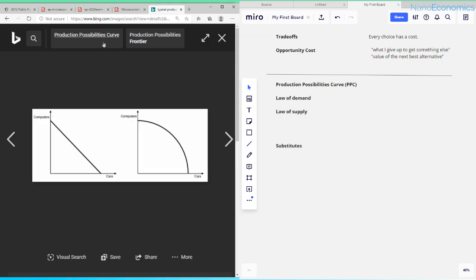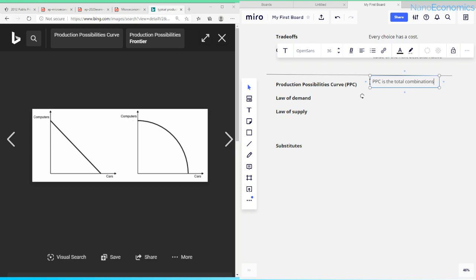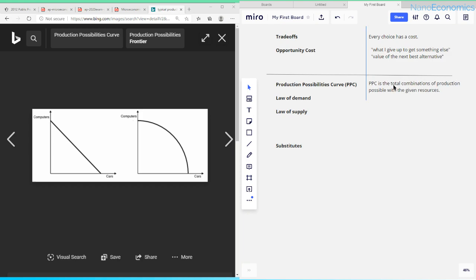I saw one here, and this is a good example of maybe the way a question might be presented to you as well, asking you which of these two production possibilities curves represents what we would expect. And so the first thing we want to do is define production possibilities curve. Essentially, it's the options of what we could be producing given the resources that we have.